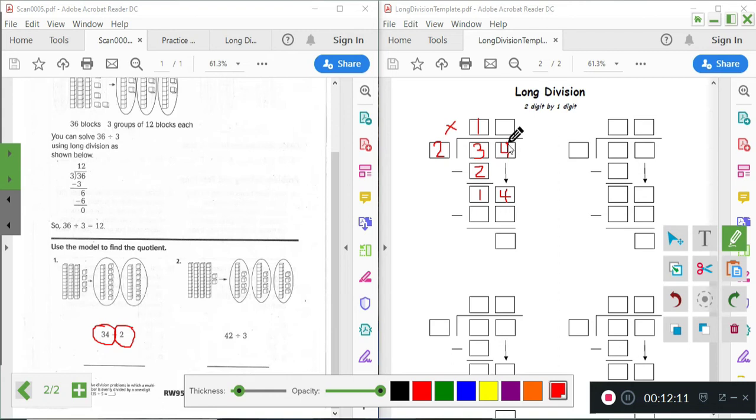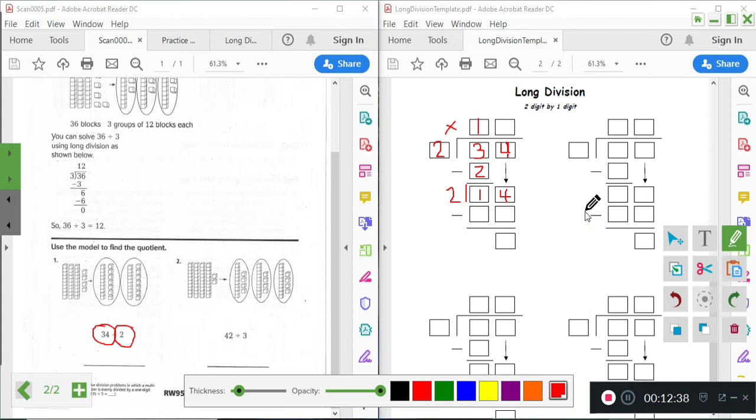I had 34. I took away 20. Remember, this isn't 2. It's in my tens place, so it's 20. I took away 20 from my 34, and I still have 14 left to divide. And remember, I'm still dividing by the same divisor. Now I need to know how many times 2 goes into 14.